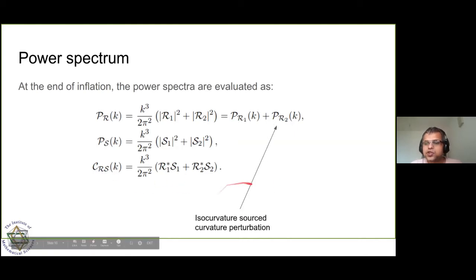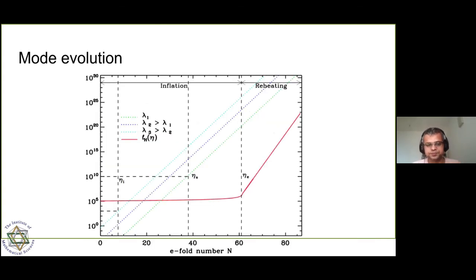The isocurvature sourcing the curvature perturbation is this one, where you have assumed that your initial curvature perturbation was 0, but the isocurvature perturbation was following the Bunch-Davies initial condition. So it is completely sourced by isocurvature perturbations.